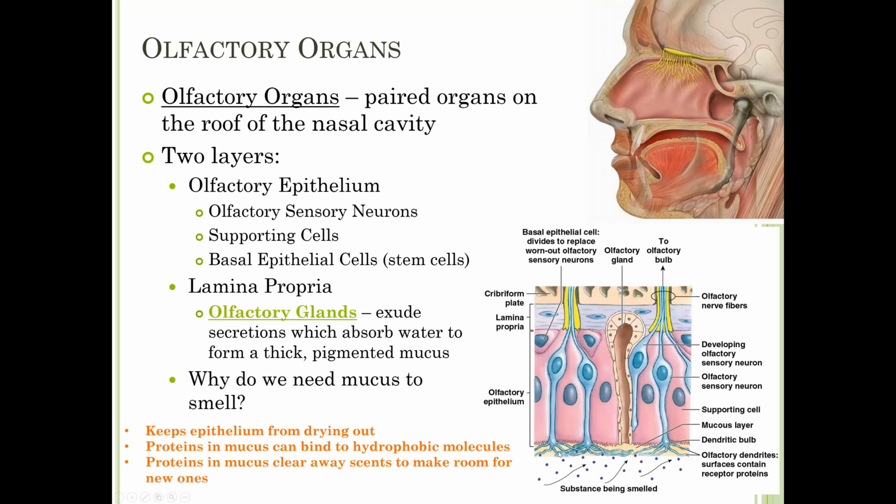And there are proteins in the mucus that can break down these little odorant molecules so that you have room to smell new ones, right? So if you imagine all of these little odorant chemicals getting stuck in the mucus and staying there forever, you would never be able to smell new things. So there are enzymes in the mucus that break these molecules down, which make room for new substances to smell.